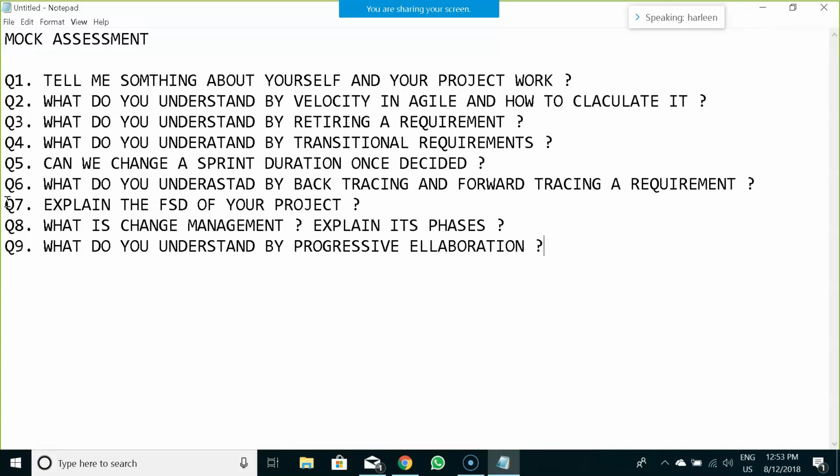Okay, so essentially, how often does it happen in your particular project? Once it starts, and then if any change comes in between also. Okay, so essentially in agile projects there is always scope for progressive elaboration, since the requirements are not that clear upfront.